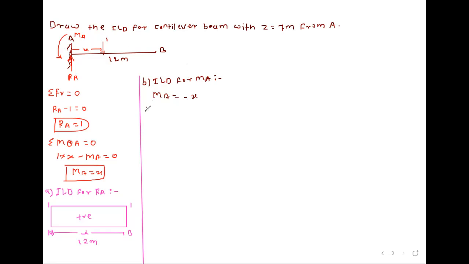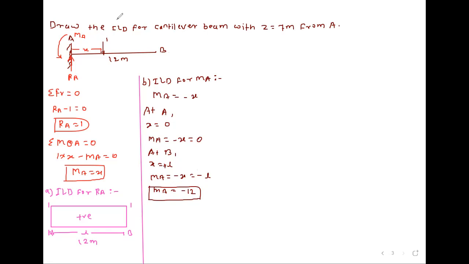So we will calculate at A. Whenever we calculate at A, X is equal to 0. So MA is equal to minus X, which is equal to 0. After that we will calculate at B. At B, X is equal to L, that is minus L. So MA is equal to minus X, which is equal to minus L. Now the value of L is given, so MA is equal to minus 12. So this is the value of MA, and accordingly we have to draw the influence line diagram for MA.